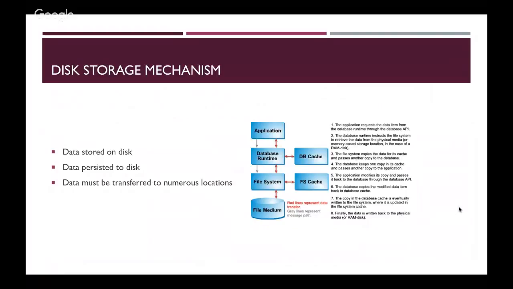Also, the data is always persisted to the disk, which means that it has to be on the disk and stay on the disk. And then the data must be transferred to numerous locations. So the picture that I have here shows all of the different locations that the data needs to go to with the disk storage mechanism. It has to go from the application to the database runtime, to the DB cache, to the file system, to the FS cache, to the file medium. So it just has to go through a lot of different things in order for the data to be received, which can take a while.